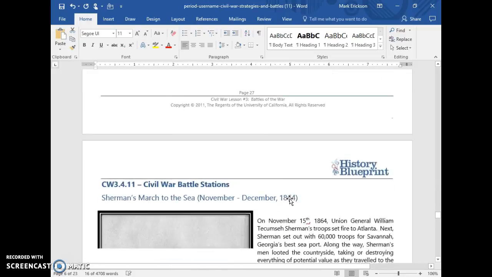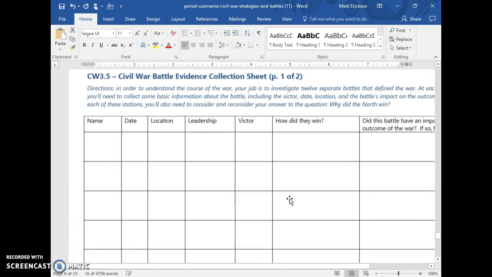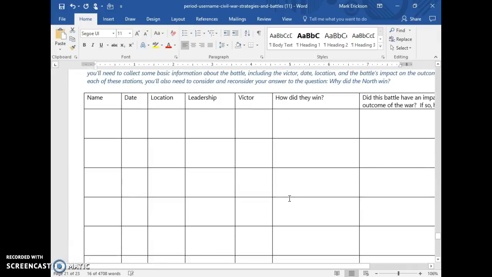So I'm scrolling down through all of the Civil War battles that you're going to be reading about, and you're going to be filling out this graphic organizer. So you'll put the name of the battle. You'll put the date and be as specific as you can. Some of them give you the day. Some of them just give you the month and the year. Be as specific as you can.